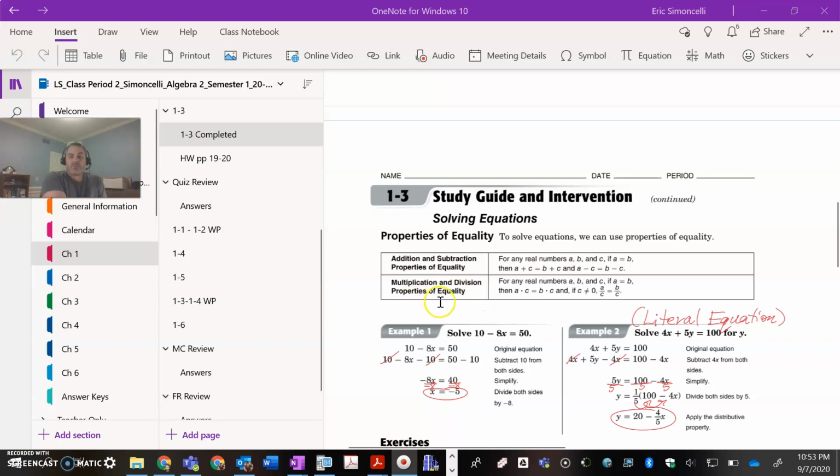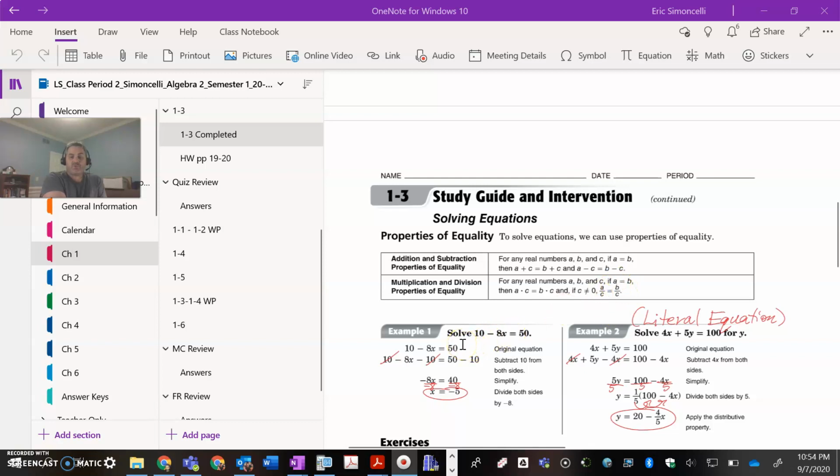Multiplication and division properties of equality work in the same basic way. If a already equals b for any real numbers a, b, and c, which is also true in the last property, of course, multiplying both sides by c or dividing both sides by c holds true.